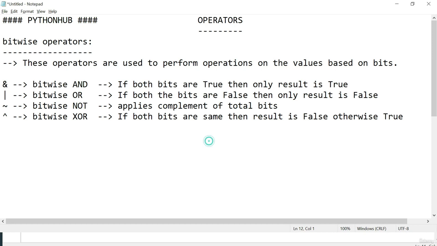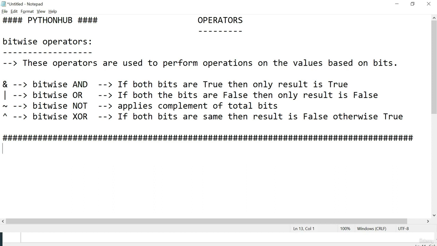Let me explain the first kind of operator, the bitwise AND operator. Think that I have two variables, a equal to 4 and b equal to 5. Now if I denote a in 4-bit binary format, 2 power 0 is 1, and for that it is 0. For 2 power 1 it is 0 again.